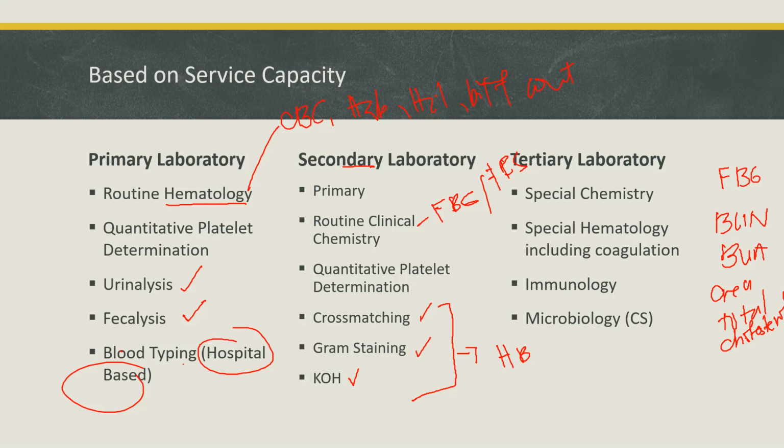Okay? And lastly, tertiary laboratories are laboratories who are capable of doing the activities of a secondary laboratory, including special chemistry analysis. Let's say, for example, thyroid analysis or immunological test, okay? Specialized hematology, including coagulation, D-dimer, something like that. Microbiology, including culture and sensitivity.